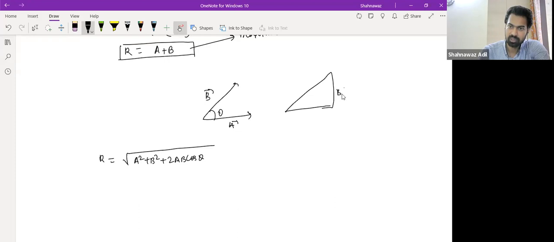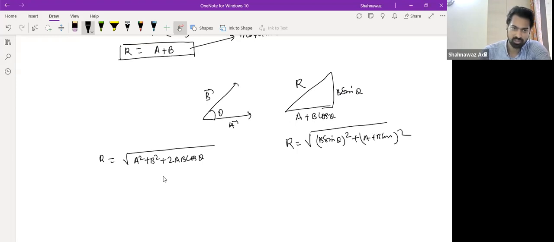So this is b sine theta, and this is a plus b cos theta, and this is the magnitude. Whenever you forget this magnitude, just calculate it using the Pythagoras theorem. Yes, sir. But this is easy to remember, right? And then we have the angle between a vector and the resultant.